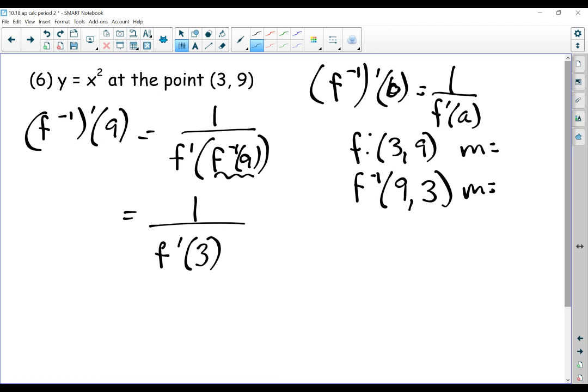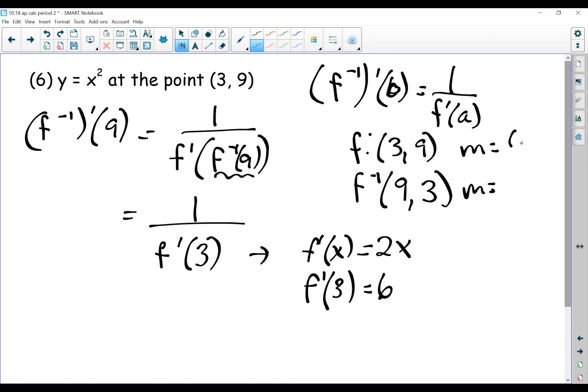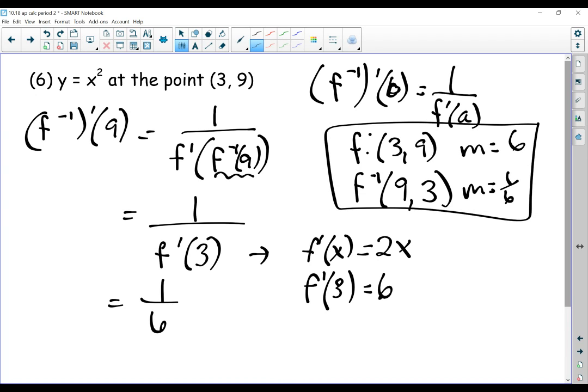So if I want to find f prime of 3, f prime of x is just 2x. f prime of 3 then would just be 6. So this slope on the original graph would be 6, which means our slope would be 1 over 6 for the inverse function. So I set it up like this every single time.